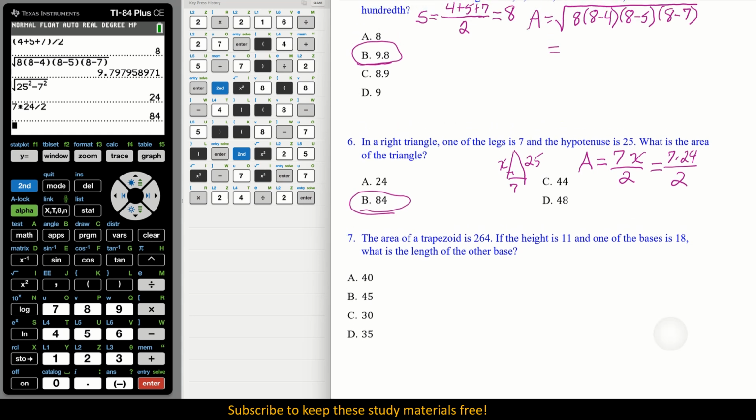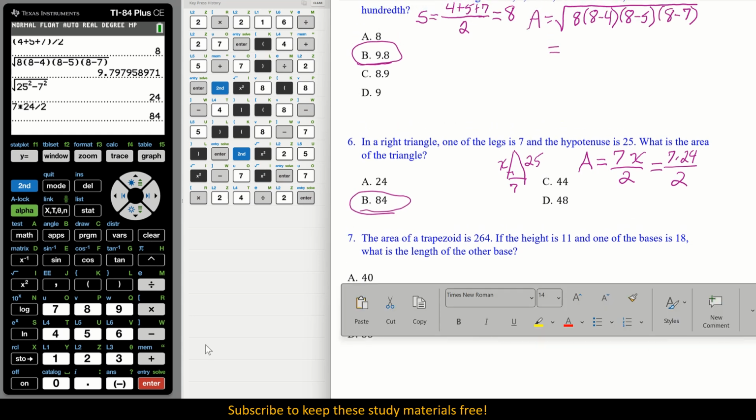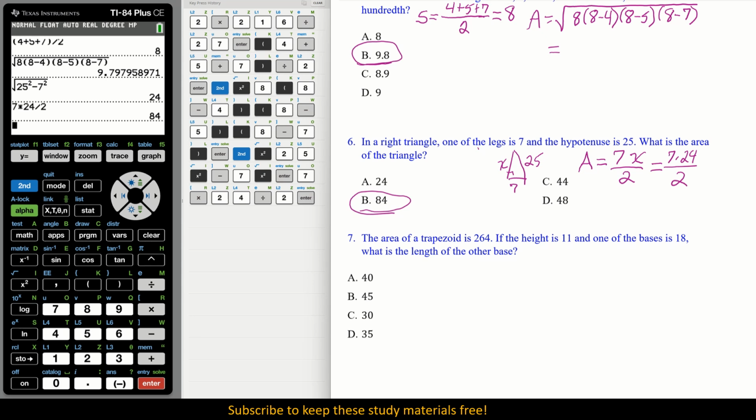Okay. So let's look at number 7. I touched stuff again. The area of a trapezoid is 264 if the height is 11 and one of the bases is 18. What is the length of the other base? Okay, well, that's not tough. So this is what we need to do.